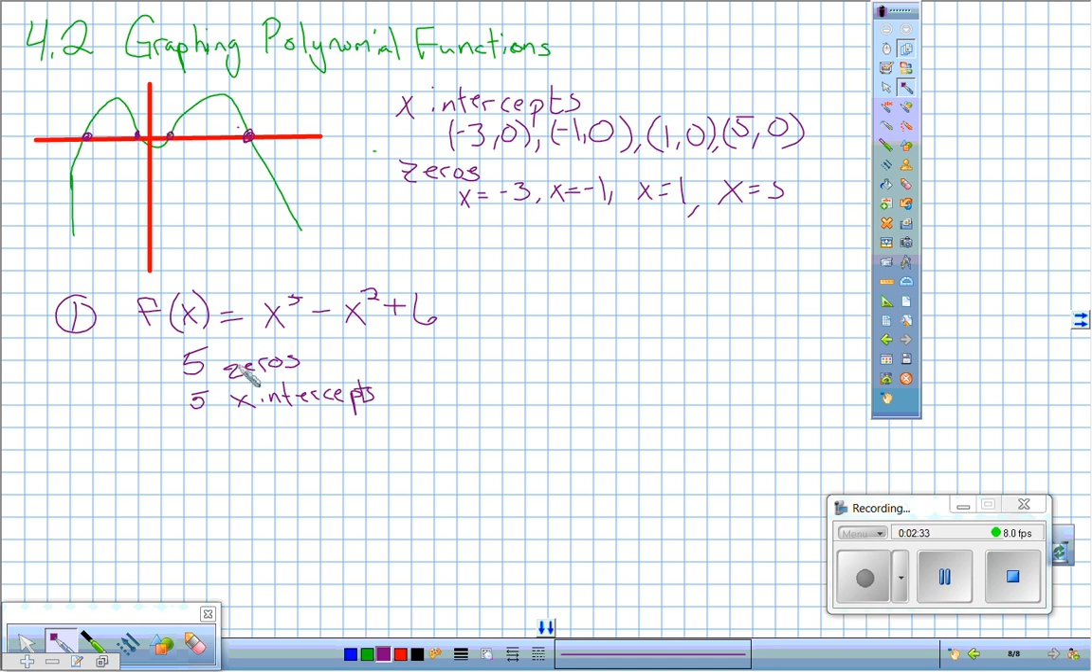And then the next part asks the maximum number of turning points that the graph can have. If I have x to the 5th, I know it's odd, so it'll go in different directions. We've already talked about that in 4.1, and we'll go over it a little bit more. I can possibly have basically 4 humps. So I can have 1, 2, 3, 4. There is always one less turning point than there are zeros and intercepts. So I could have 4 turning points.